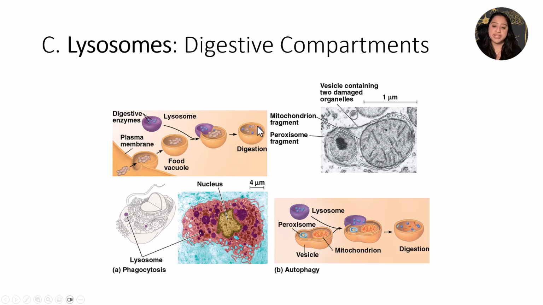And then on the right is an example of autophagy. So say in one cell, something happened and some kind of organelle gets damaged. So the cell will enclose that damaged organelle in a vesicle. And then lysosomes, again, will fuse with them and start breaking them down and reuse the pieces. And so that's called autophagy. So kind of like self-eating.